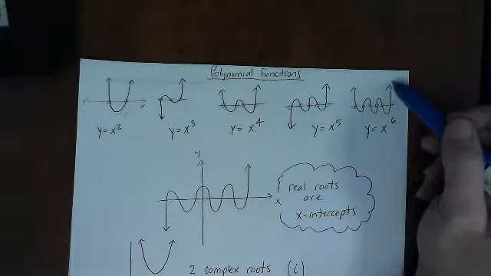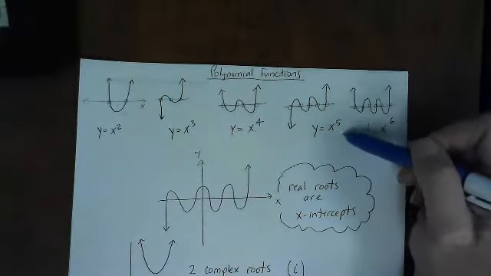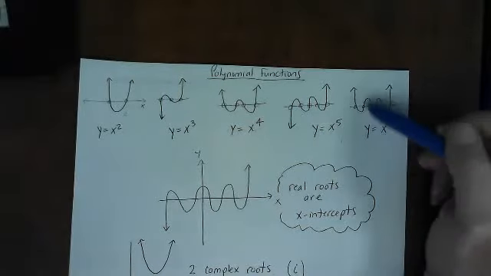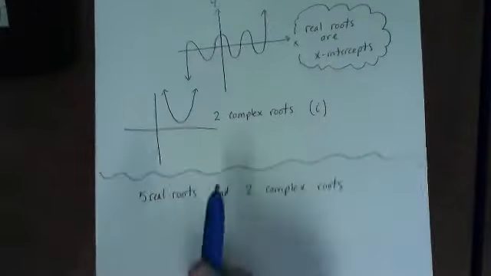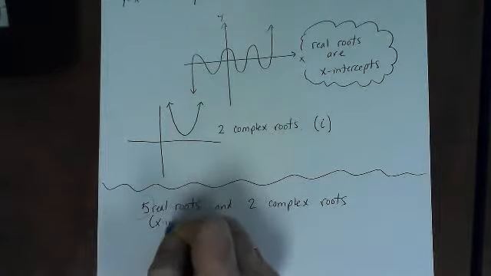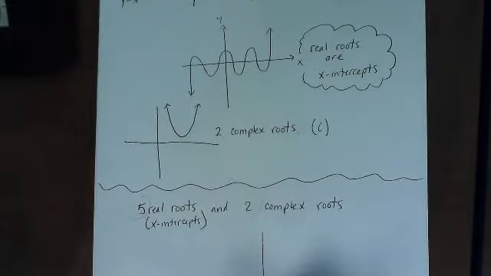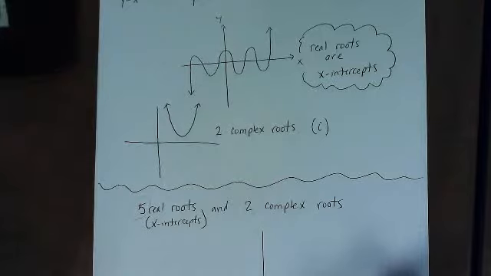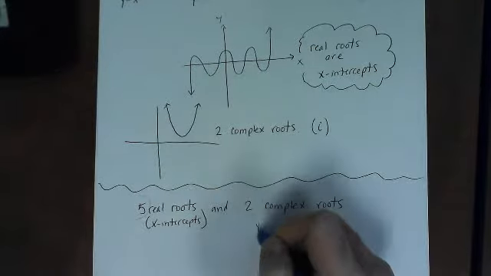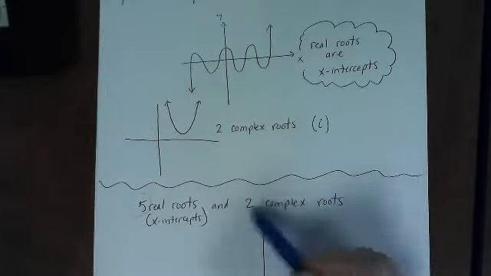So it's going to start up here and it's going to go down, but then it's going to go back down again. But then I have to be careful with it because I want 5 of the roots to be x-intercepts. So basically, it's not too hard to do. Here's my x-axis, here's my y-axis, and I just have to draw something that crosses the x-axis 5 times, and then it has 2 complex roots.